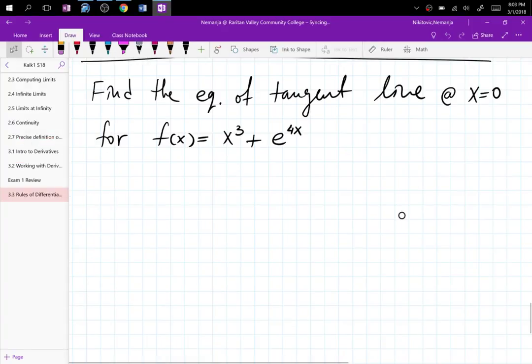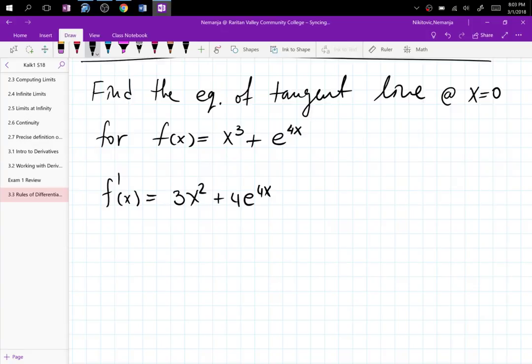So here we have our standard procedure. To find the slope, I need the derivative. So the first thing I do is compute the derivative with respect to x. The derivative is 3x squared plus 4e to the 4x, using the rules we just learned in this section: the n minus 1 rule and the one for e's.